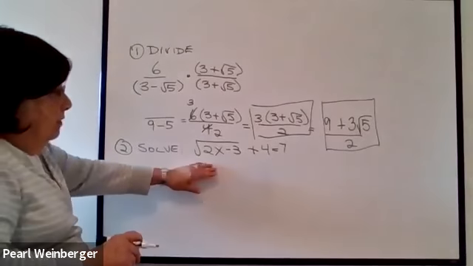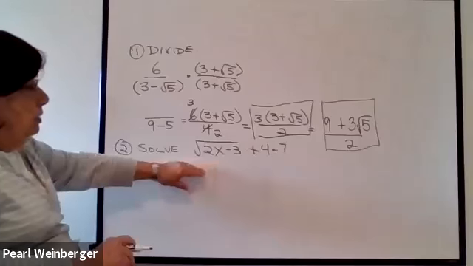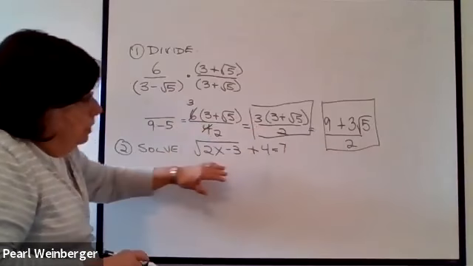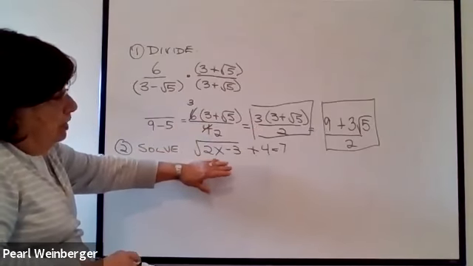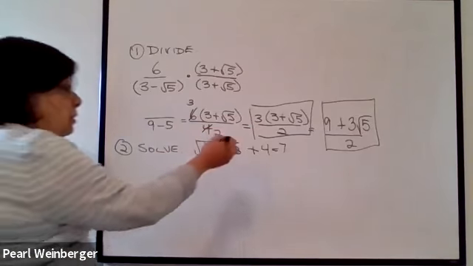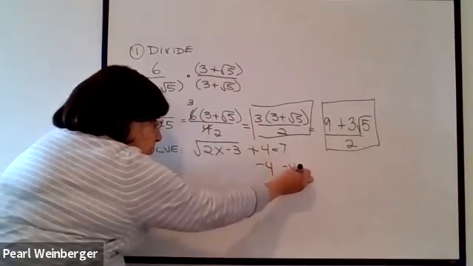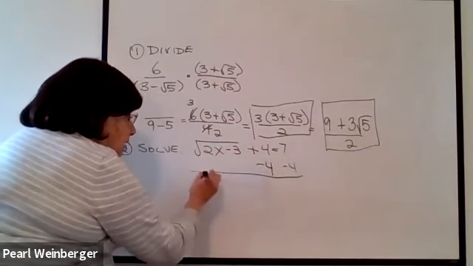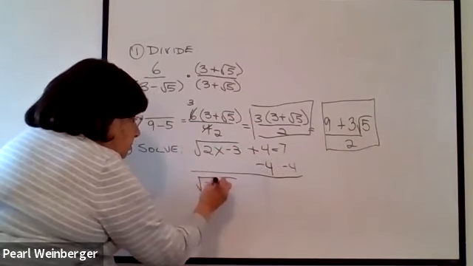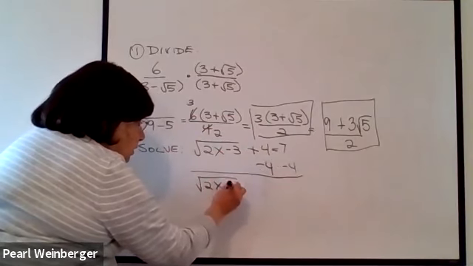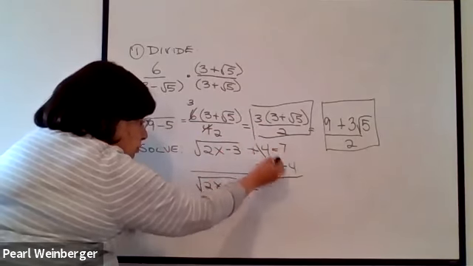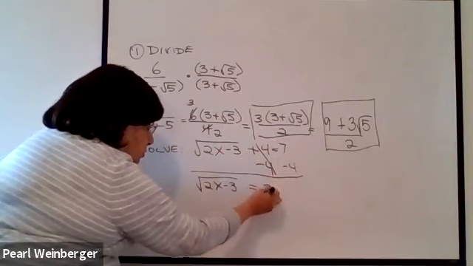We want to solve this equation, and when we have a radical in the equation, the first thing we want to do is get the radical by itself. So I am going to bring this 4 to the other side so that I get that the square root of 2x minus 3 is equal to 7 minus 4, which is 3.